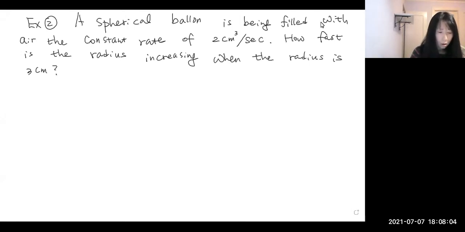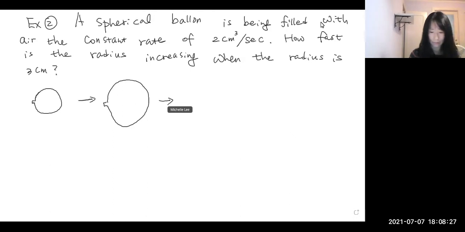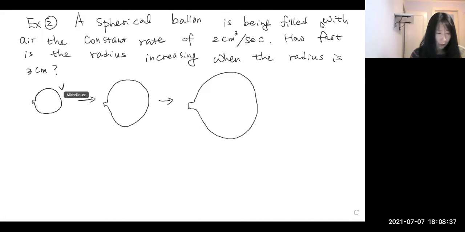Okay, so let me draw. Okay, so this balloon changes, right? So the volume changes when the radius increases, right? Volume changes when the radius increases.